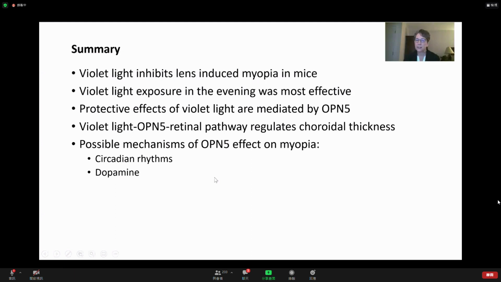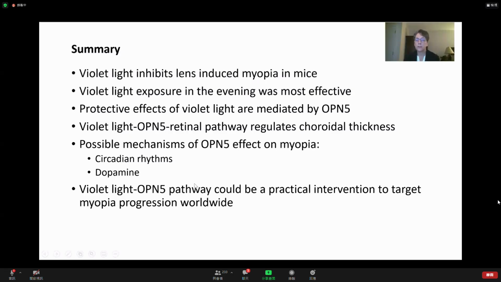Now, we don't know the exact mechanisms of this. It could be related to circadian rhythms or dopamine, but we are very excited about this violet light OPN5 pathway and feel that it could be a practical intervention to target myopia progression worldwide.